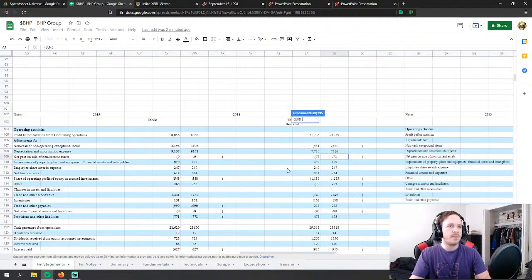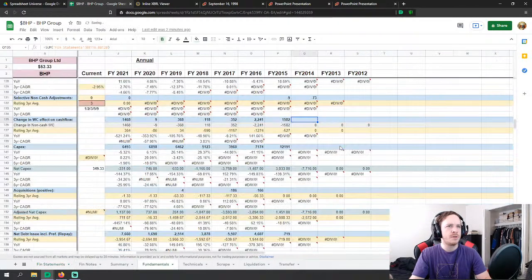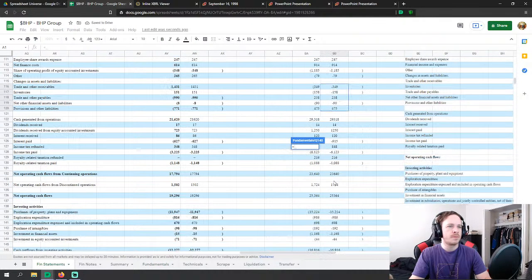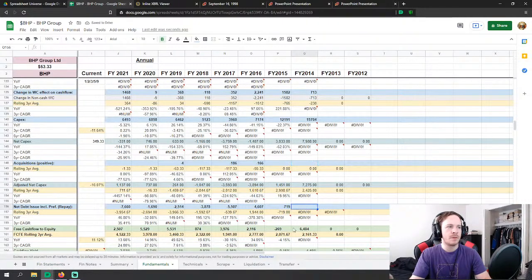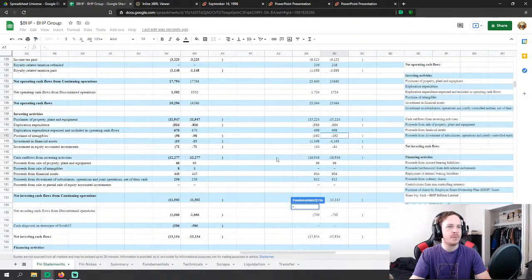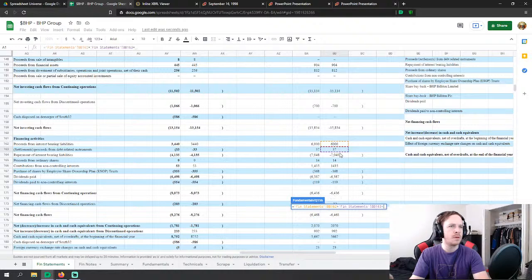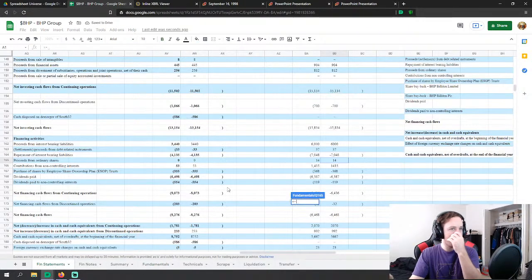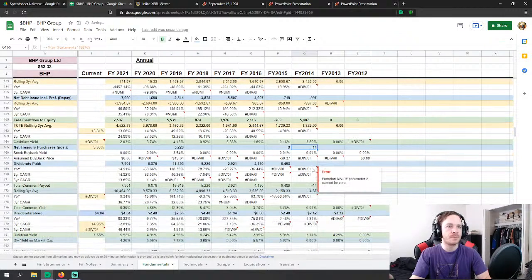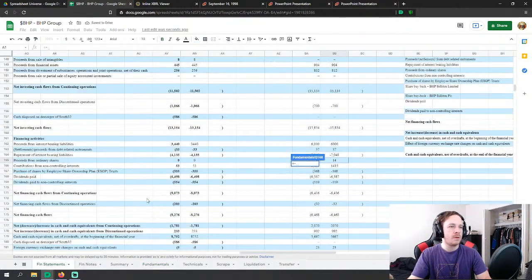So, effect on working capital, cash flow. CapEx. Financing. Shares. And dividends.